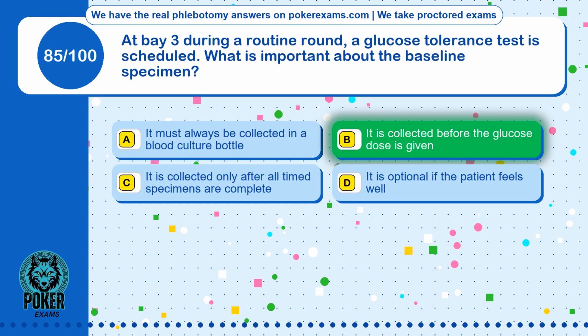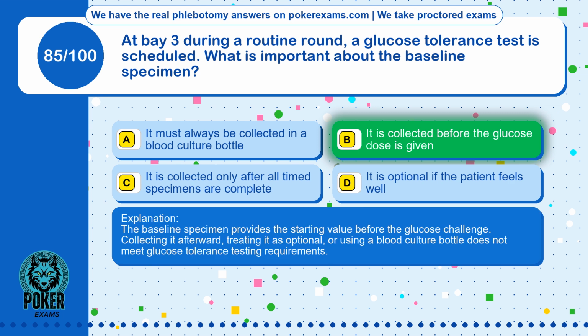The correct answer is option B. It is collected before the glucose dose is given. The baseline specimen provides the starting value before the glucose challenge. Collecting it afterward, treating it as optional, or using a blood culture bottle does not meet glucose tolerance testing requirements.